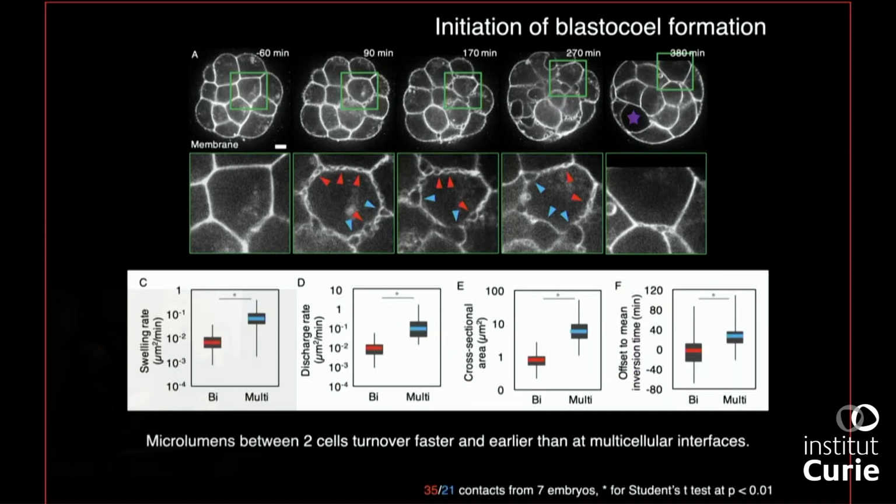And you can see that here. They're basically doing the same thing, just at different scales. So these guys, the bicellular microlumens, are just smaller and slower, and they happen a bit earlier. Okay?